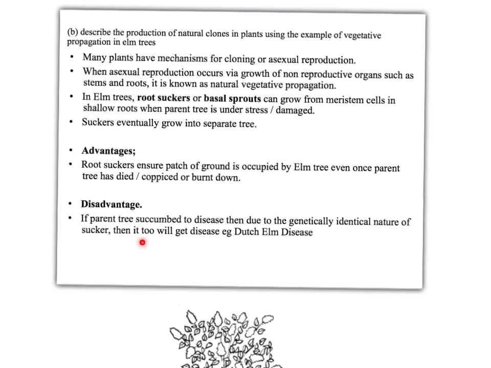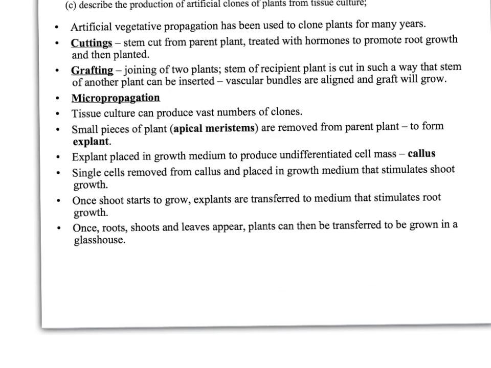Quickly moving on to the next slide, which looks at artificial clones. Vegetative propagation is the natural formation of clones such as suckers, runners and tubers that we talked about, but man has very quickly discovered that we can do this artificially, and this process is known as artificial vegetative propagation. We've been doing this for many years.